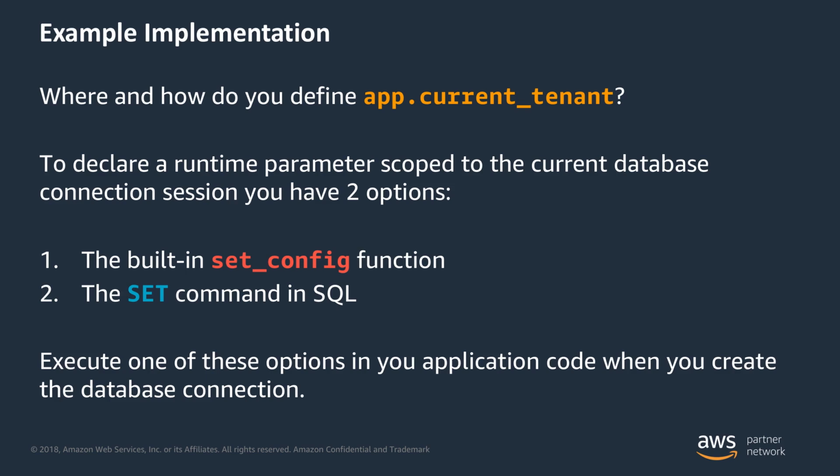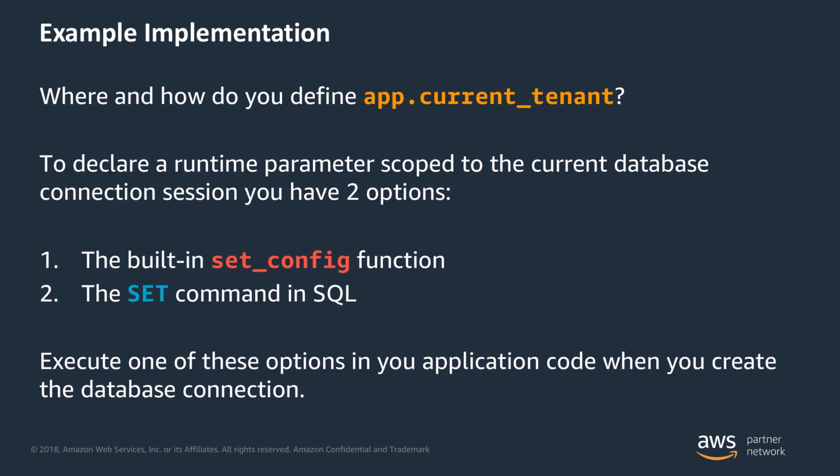So great, so we're going to use a runtime config variable, but where does that come from, and where do you define that variable? There's two different ways to declare the value for that variable. You can either use the built-in Postgres function called setConfig, which maps to the set command, which is part of ANSI SQL. So you can either issue a SQL query with the set keyword versus select or update or delete or any of the others, or you can use the setConfig function.